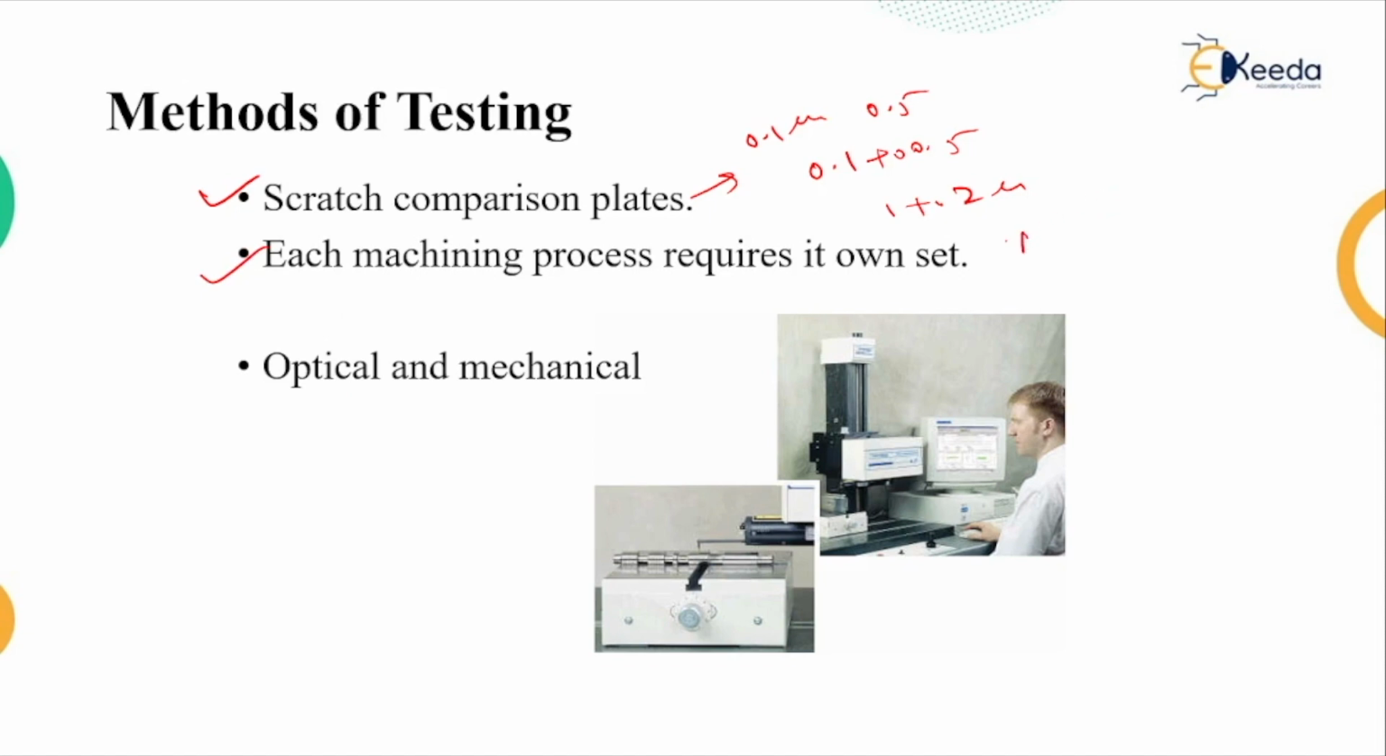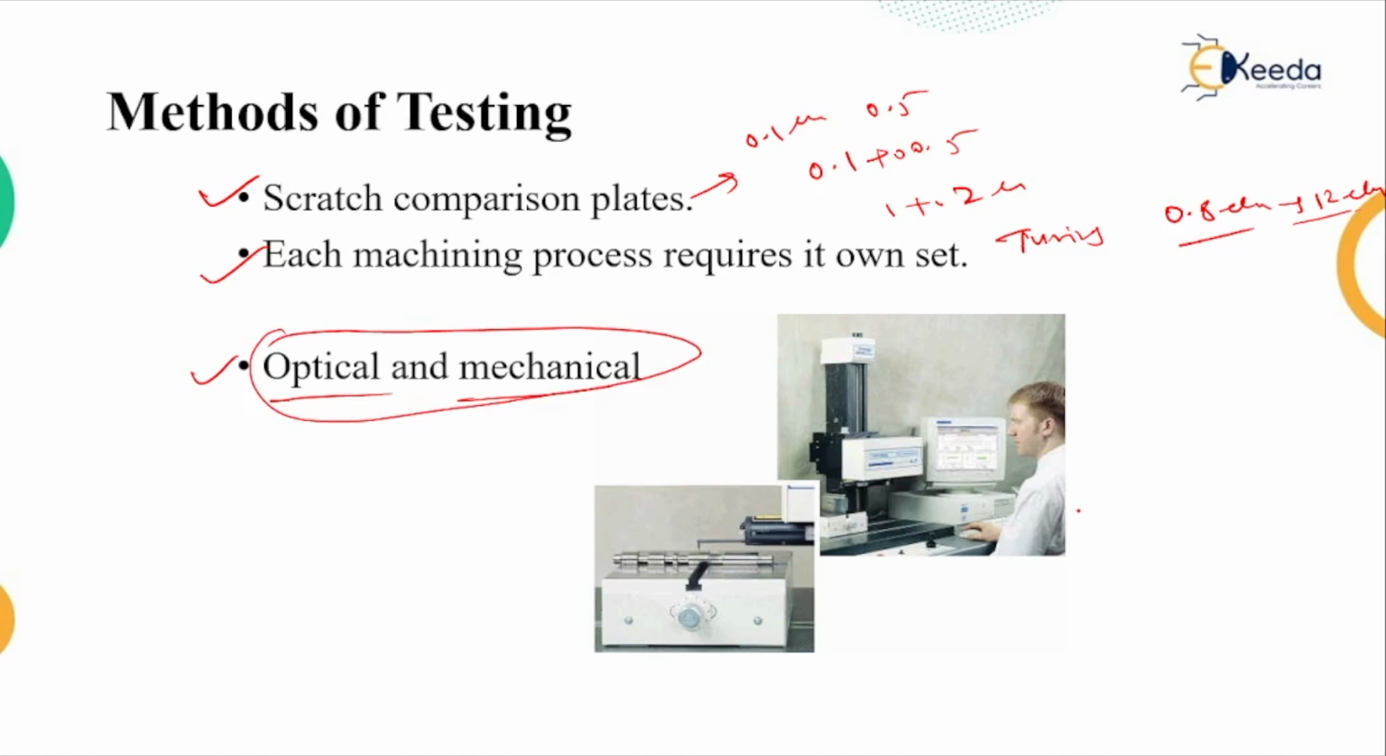Each machining process requires its own set. If you take the example of turning, the surface roughness value ranges from, let's say, 0.8 micron to 12 micron. So you should have a set of 0.8 to 12 micron. There may be a set of 10 plates, 12 plates, 15 plates, depending upon the machining process. The third one is optical and mechanical. Nowadays optical and mechanical methods are widely used because of error free, very accurate measurement, and it gives a quick measurement, a reading in a fraction of a second.